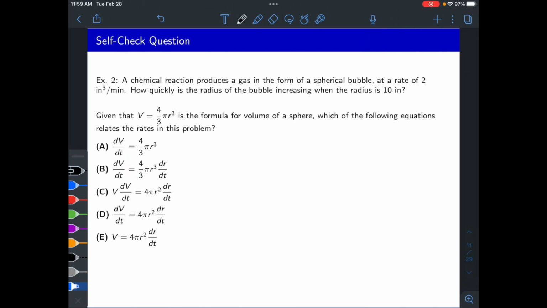So just to see if you're following along, I want you to know which of the following equations is going to relate the rates in this problem. You're told that the volume formula for a sphere is V equals 4/3 pi r cubed. So based off of this equation, which of the following relates the rates in the problem? All right, so take a minute and try to answer the problem on your own, and then unpause and come back.